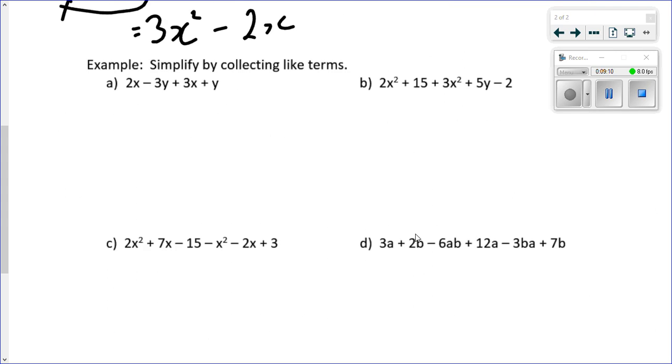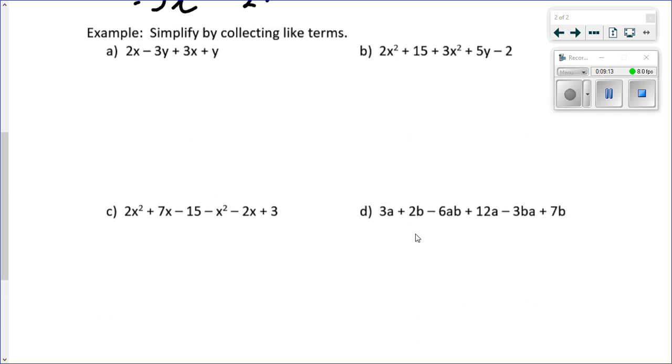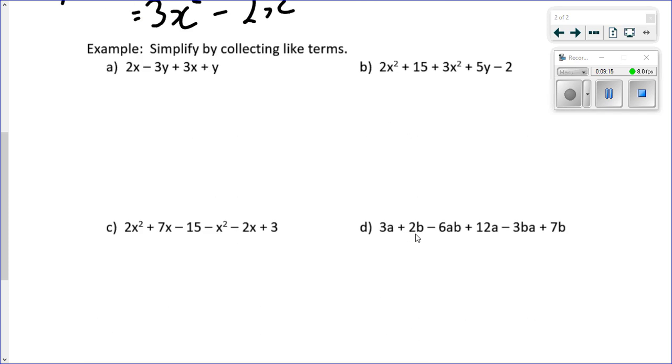Let's try a couple of examples. They're fairly straightforward, so I want you to give them a shot first if you can. So first off, let's identify the matching sets. We have a 2x and a positive 3x gives us 5x. In this case, we have a -3y plus y, which means we have a -2y. Okay. B, we have an x squared, we have a plus 3x, 5x squared.